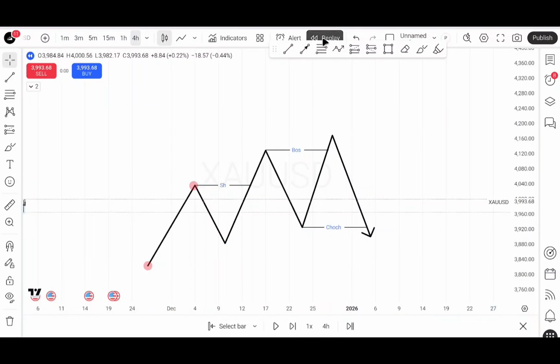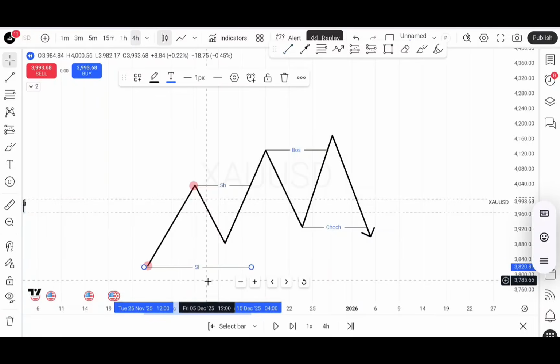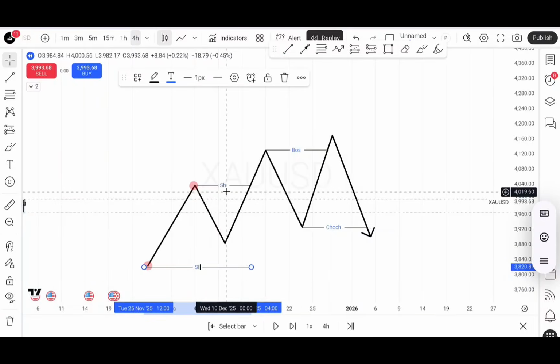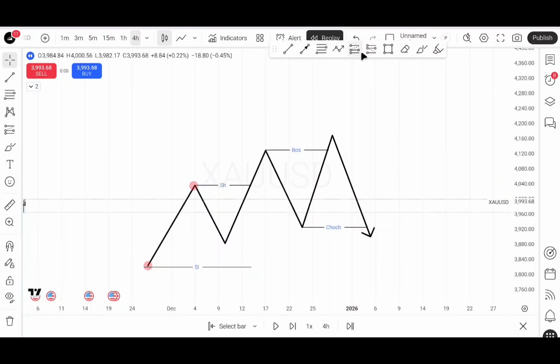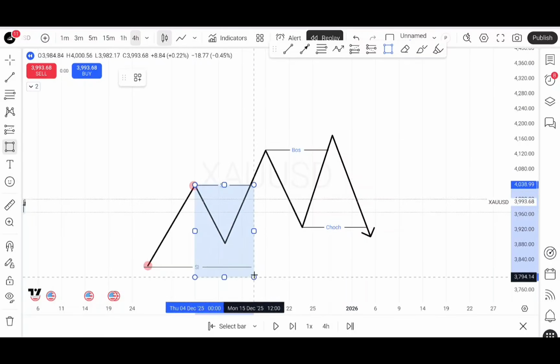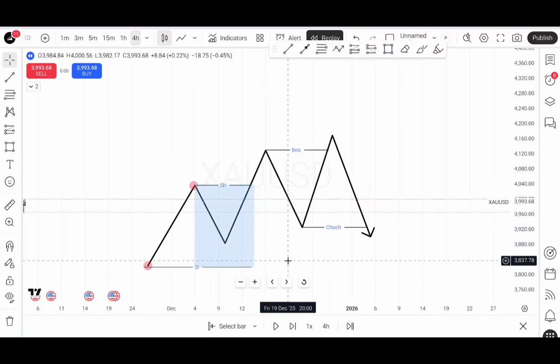I will be representing swing high with SH. When you mark out the swing high, you mark out the lowest point of the trading range. Let's call this our swing low. This is the lowest point of the trend. This is the highest point of the trend. When you see something like this, what you do is you quickly mark out the trading range. This becomes our trading range.